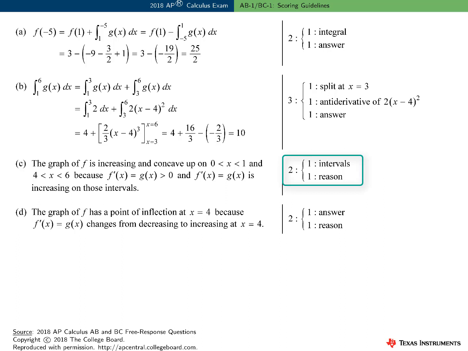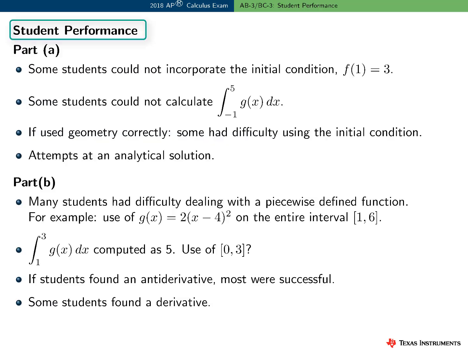Part C was worth 2 points. 1 point for writing both correct intervals, and 1 point for providing a sufficient reason for choosing these 2 intervals. Part D was worth 2 points. 1 point for simply presenting x equals 4, and 1 point for a sufficient reason.